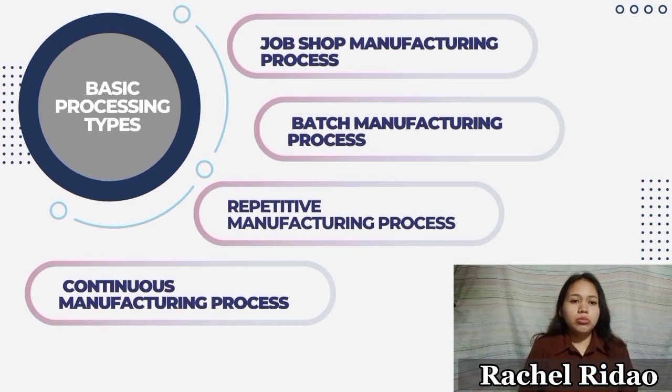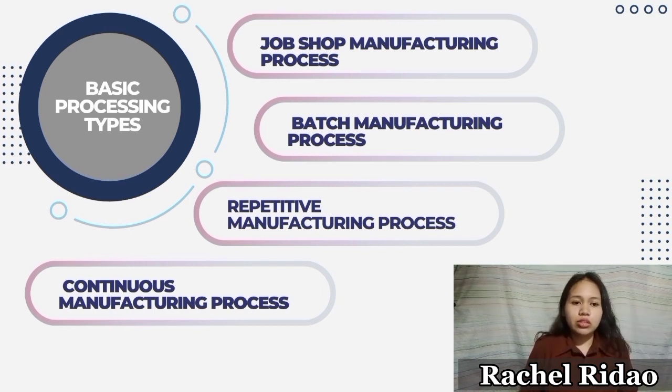Number 2, batch manufacturing process. A batch process is used to produce a moderate amount of fairly standardized goods. This type of production is quite flexible, although lines are usually equipped for a certain product category.